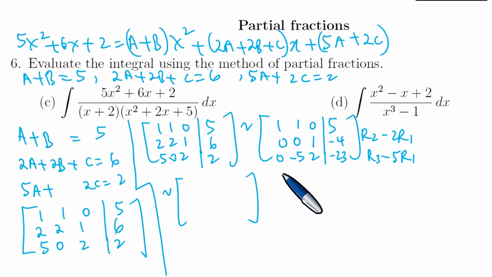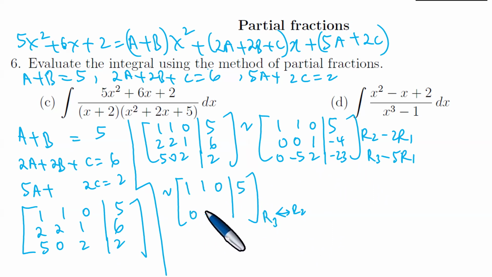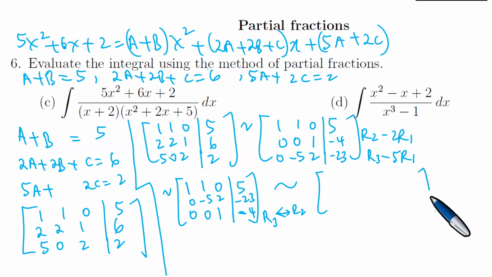Now at this point, you can switch these two rows and bring this row to the bottom. Row 3 and 2. Zero, zero, 1. All right, and then here you have 0, minus 5, 2, minus 23. Okay, and then you continue with the matrix reduction process.